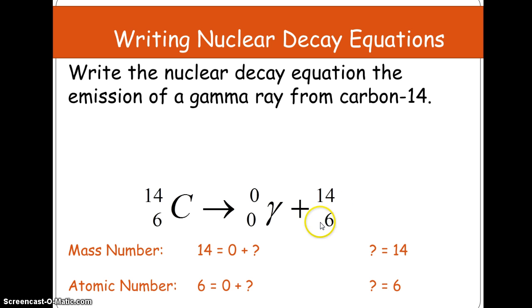If it has 6 protons, we're going to look at our periodic table. This element is going to be carbon. So this is kind of an interesting equation. Whenever gamma rays are involved, the element doesn't change because gamma rays have no charge and no mass. They don't change the number of protons, so you end up with the same element that you started with at the beginning.